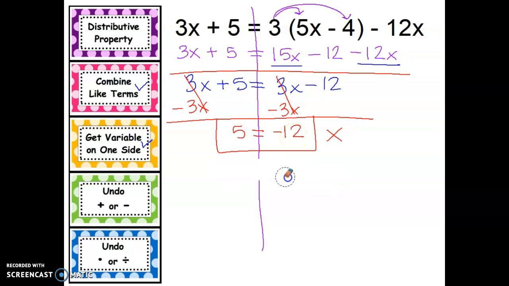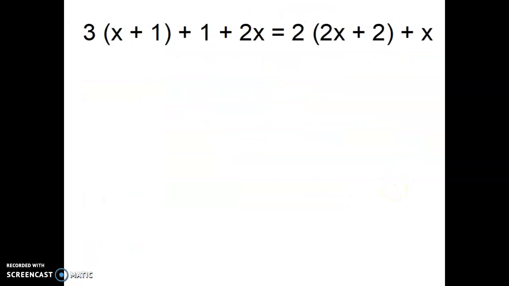In this case, where you have both your variables being canceled and you end up with a false statement, it is an example of a no solution. Again, when both of your variables get canceled out and you're left with a false statement, that is a no solution. So the answer to this equation or this problem is no solution.